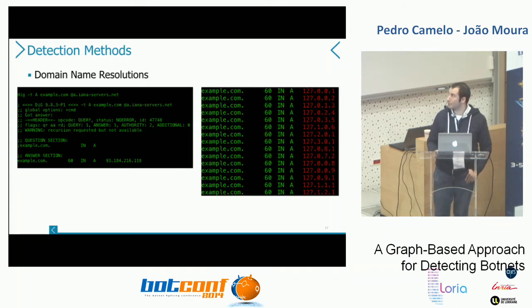Domain name resolutions just record the historic information for an IP to see its IPs. In this particular example, we can see a change of the A record in the example.com domain.